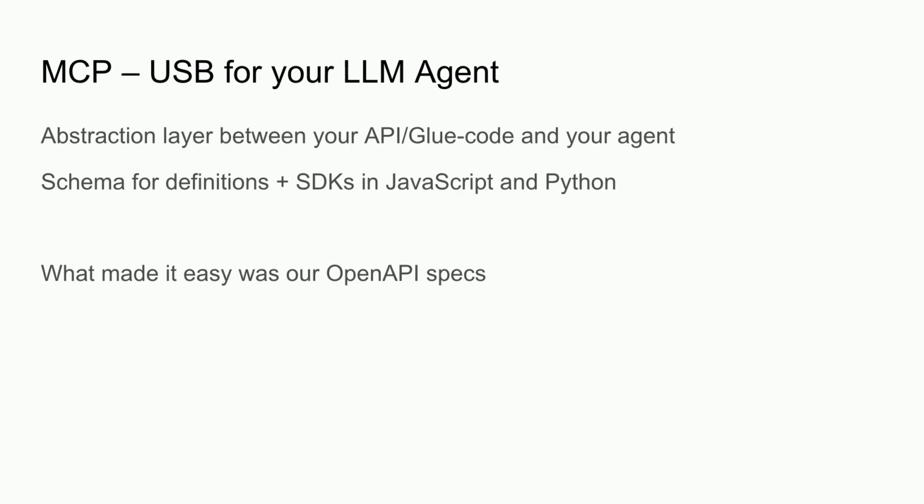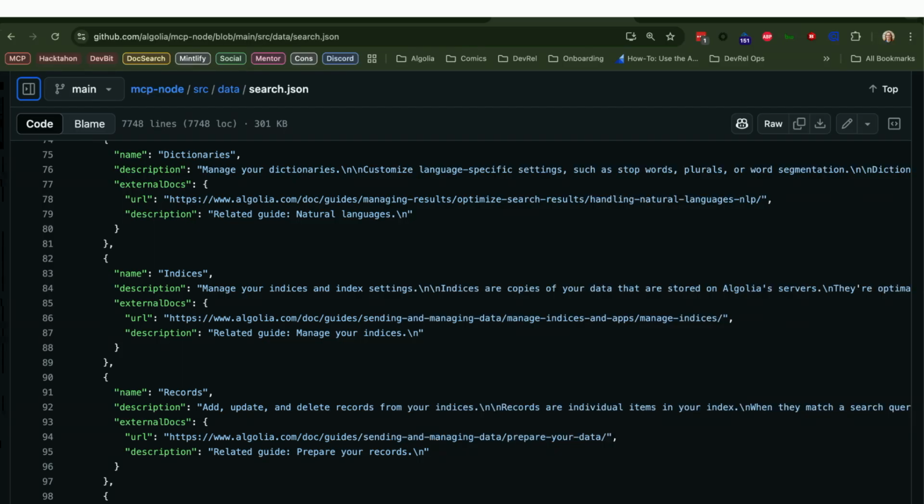And the cool thing that Algolia had going for us is we already have all of our APIs described as OpenAPI specs, and we actually generate SDKs from those specs. So it was super easy for us to just generate an MCP and start goofing around with it and see what we could do.